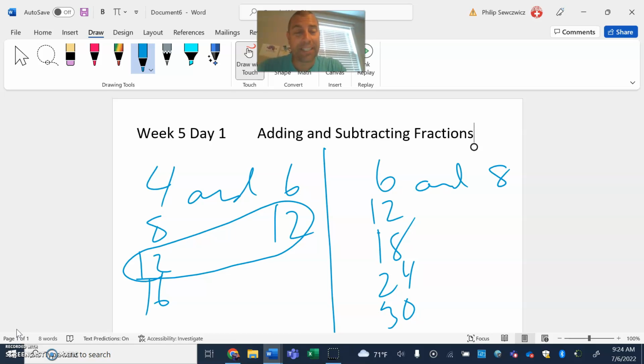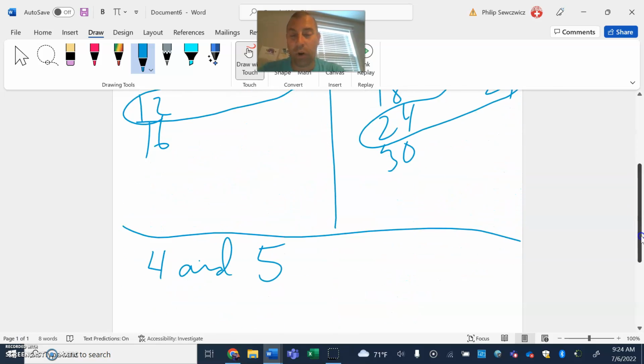8 times 1, 8. 8 times 2, 16. No match. 8 times 3, 24. Oh, sound the alarms, there it is. We've got you. So for 6 and 8, the smallest number that they can both fit into would be 24.